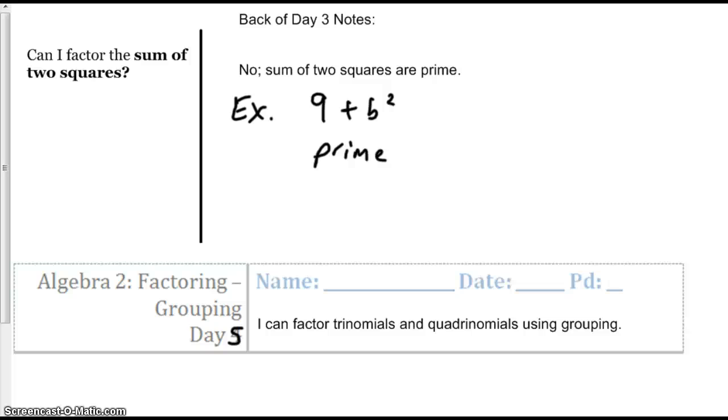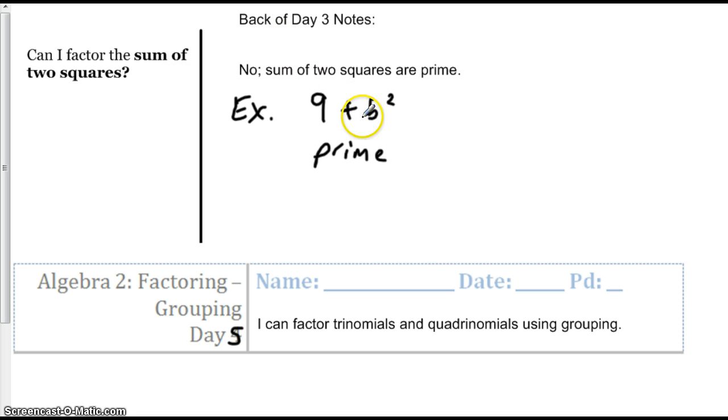Algebra 2. The first thing I want to make sure that you write in for tonight's notes is on the back of your Day 3 notes. I want you to write in what we talked about in class today. And that was answering the question of, can I factor the sum of two squares?